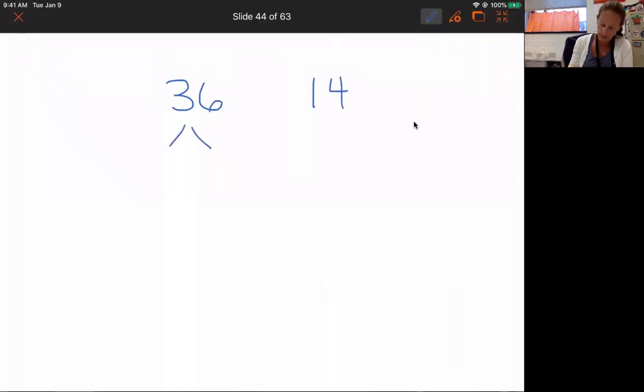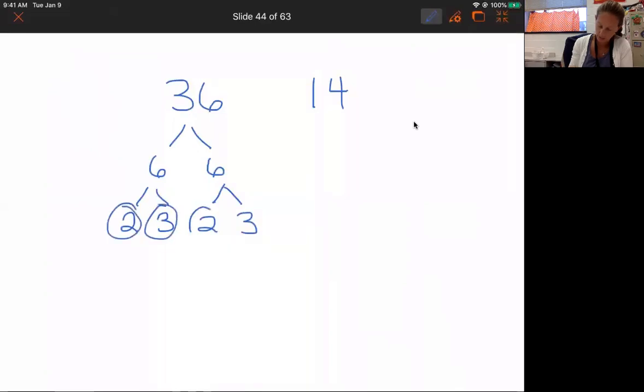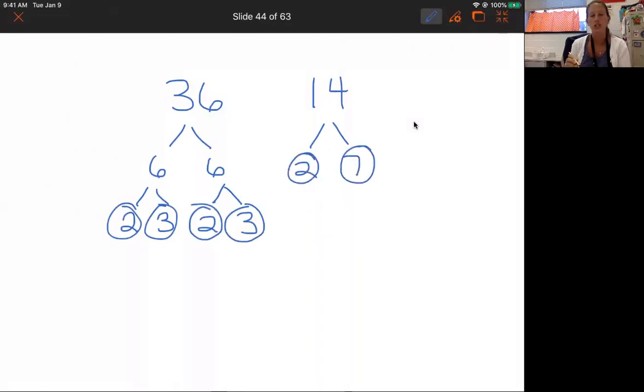So 36, I know 6 times 6 is 36. 2 times 3, 2 times 3. These are all my prime factors. And 2 times 7, and they're both prime. So what do they share? They share a 2. So my greatest common factor is 2.